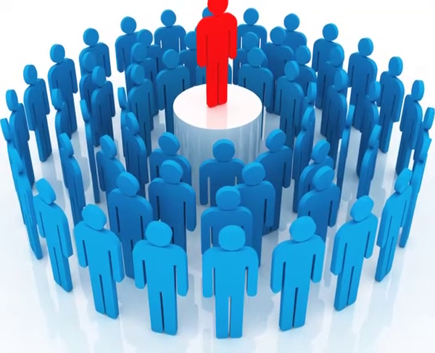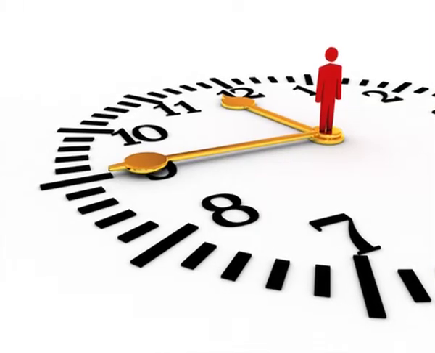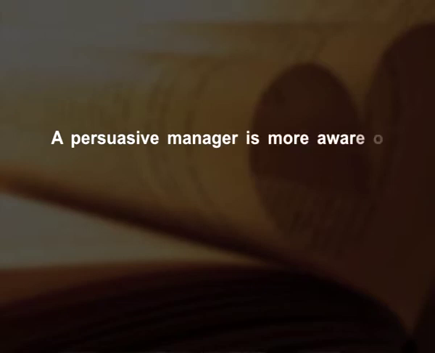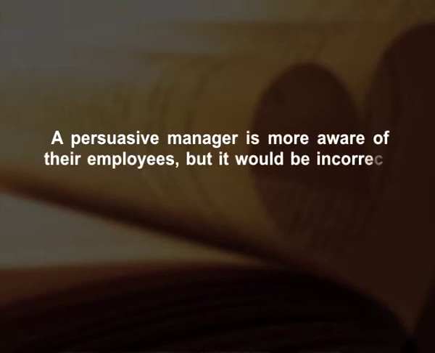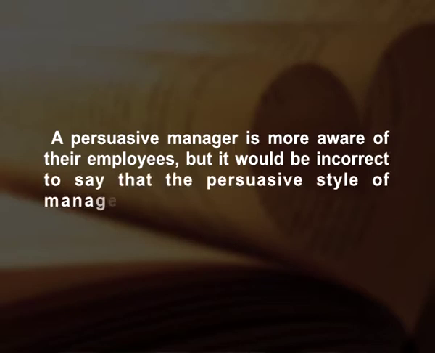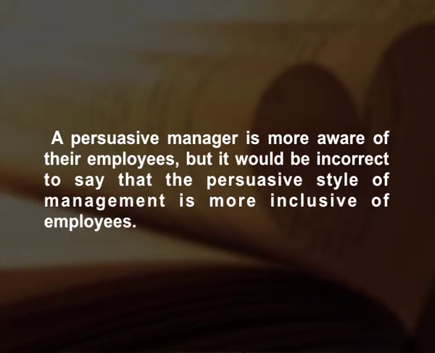Persuasive. A persuasive management style involves the manager sharing some characteristics with that of an autocratic manager. The most important aspect of a persuasive manager is that they maintain control over the entire decision-making process. The most prominent difference here is that the persuasive manager will spend more time working with their subordinates in order to try to convince them of the benefits of the decision that has been made. A persuasive manager is more aware of their employees, but it would be incorrect to say that the persuasive style of management is more inclusive of the employees.